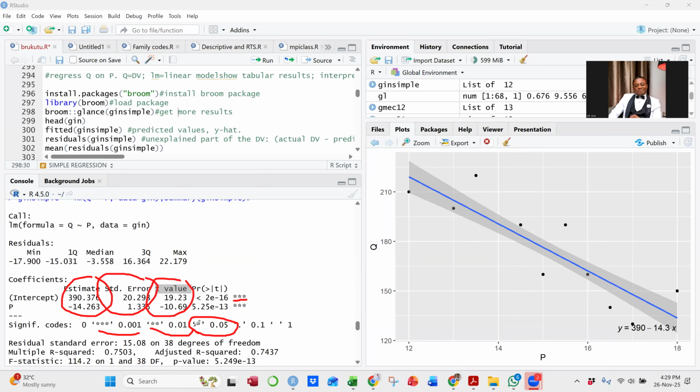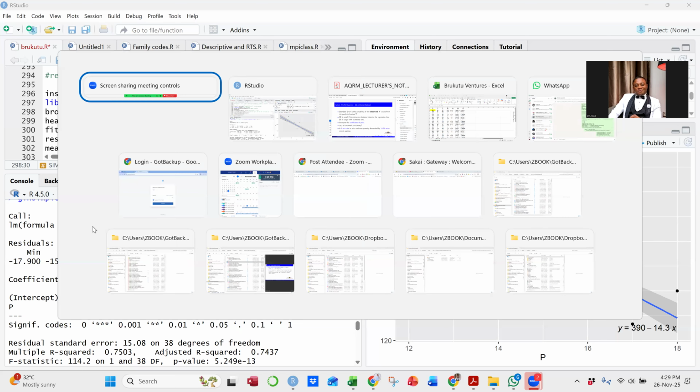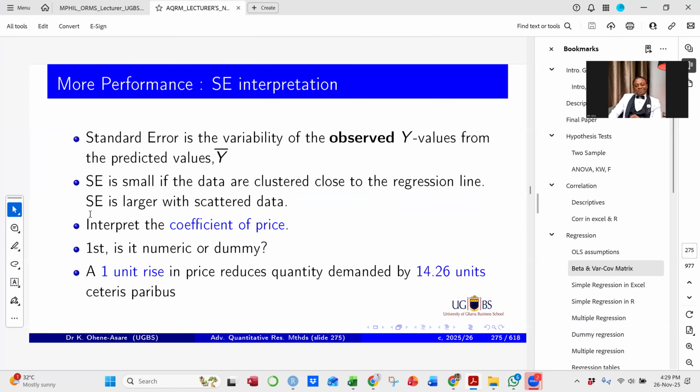That's what it means. That's exactly what it means. But we'll look more deeply at this when we come to the multiple regression, because by that time we have all the other variables, so they will make less sense. But just take note of some of these things.